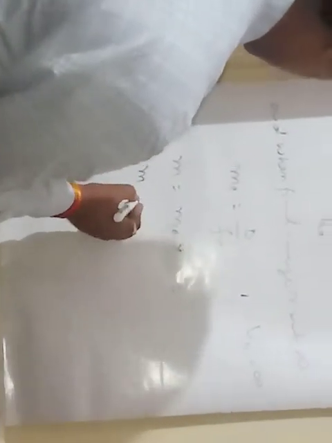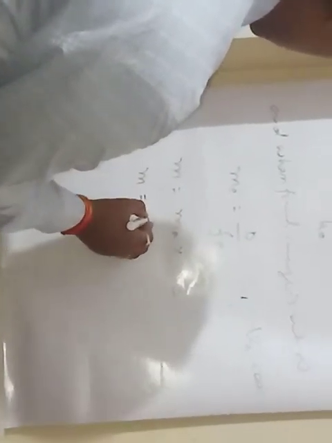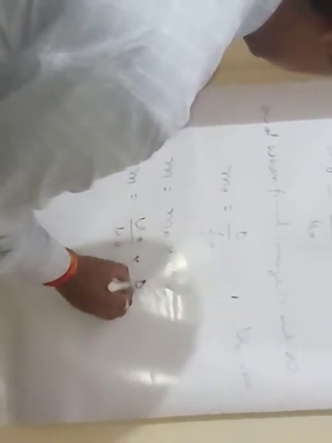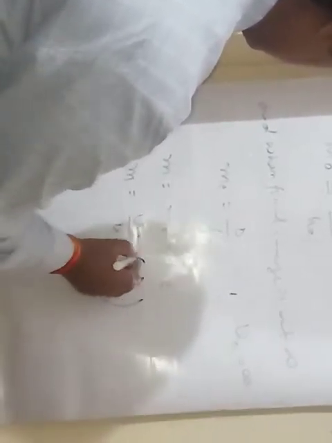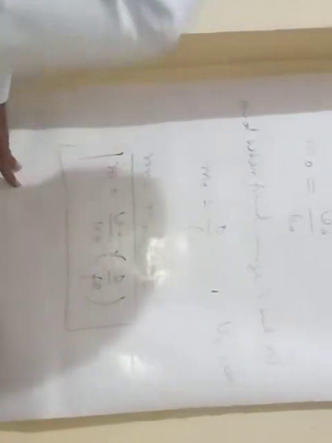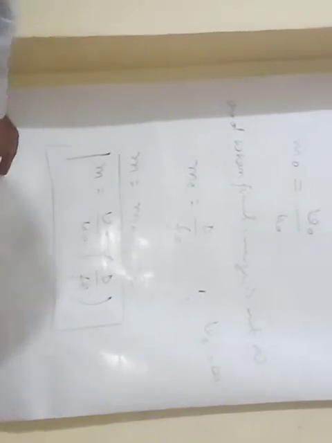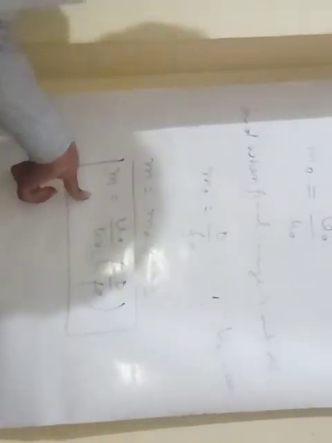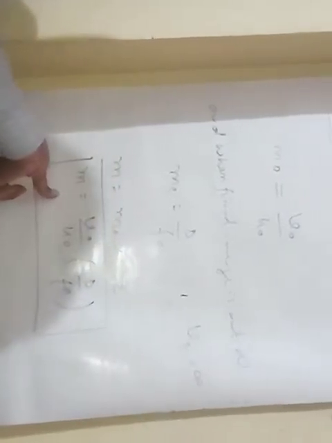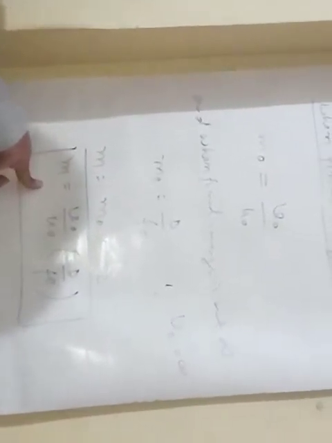On putting these values of MO and ME, we have M equal to VO by UO into D by FE. This is the magnification of the compound microscope when the final image is at infinity, that is, when the microscope is in normal adjustment mode.